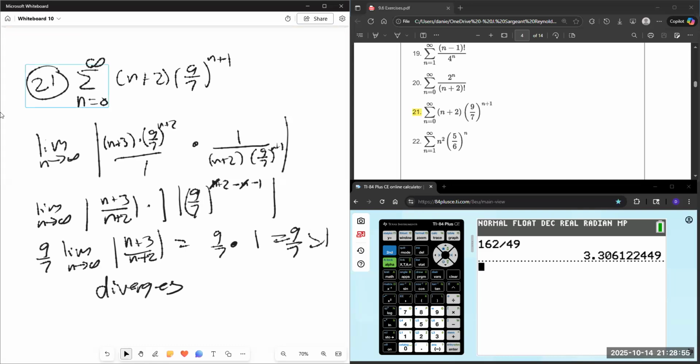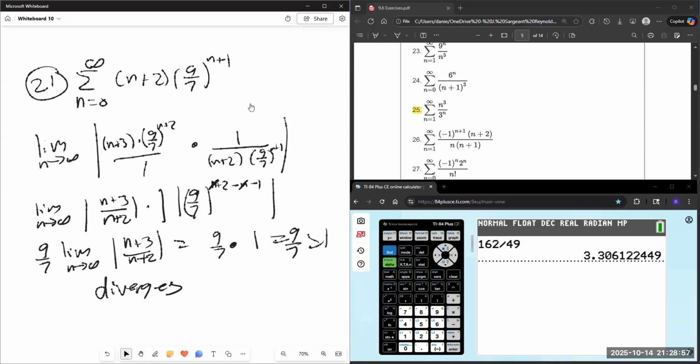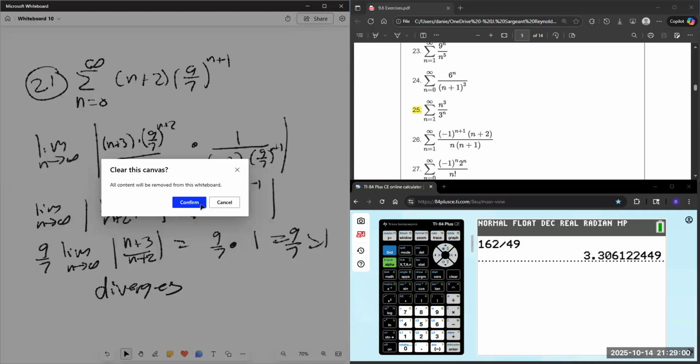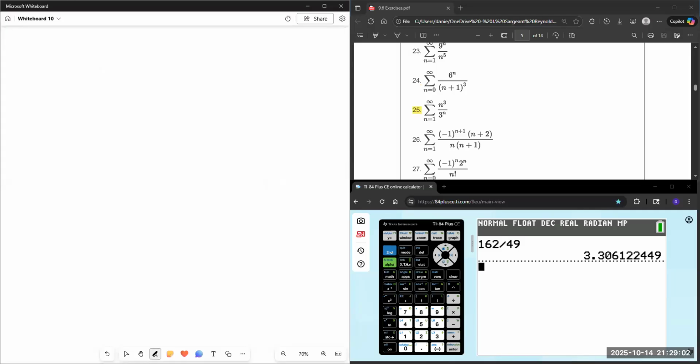Let's look at 25. Summation n equals 1 to infinity, n cubed over 3 to the n. I may have said this already, but where we start doesn't really matter because we're only looking, as we go way out to infinity, at what the last couple of terms are. So hopefully you caught on that I really don't care whether this starts at 0 or 1 or whatever.